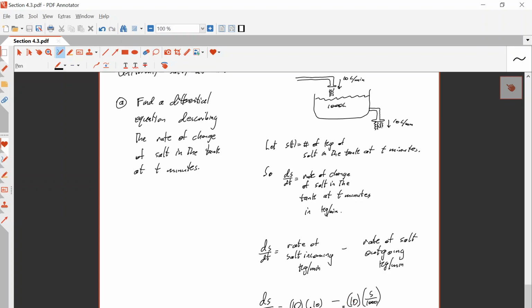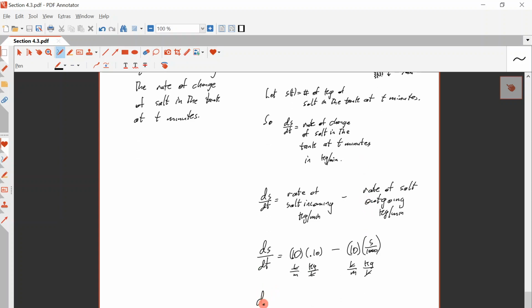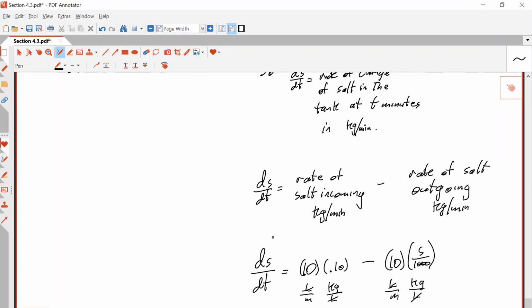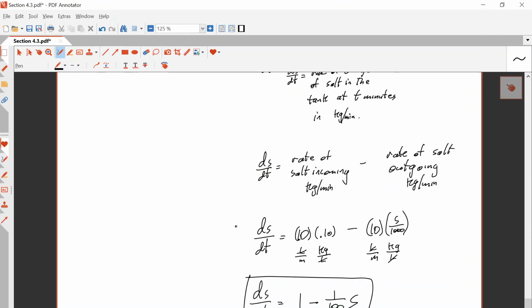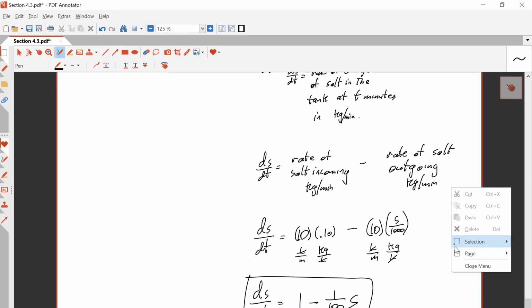So there's that differential equation. We've got ds dt is equal to, well, 10 times 0.1 is 1, minus 10 over 1,000, which is 1/100th S. So there's the differential equation. Okay, so that's part A. We found the differential equation.